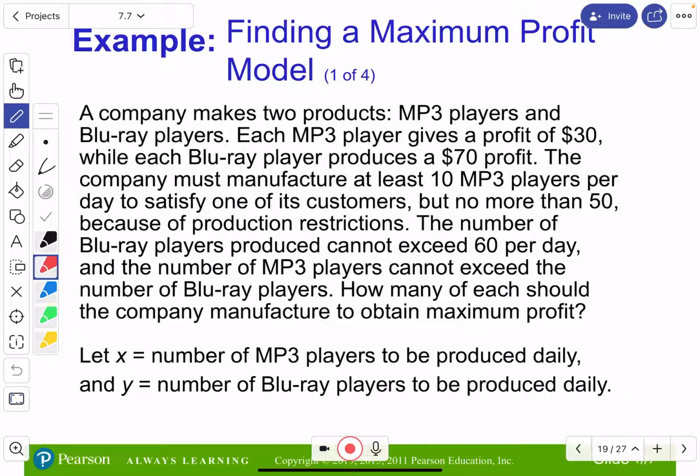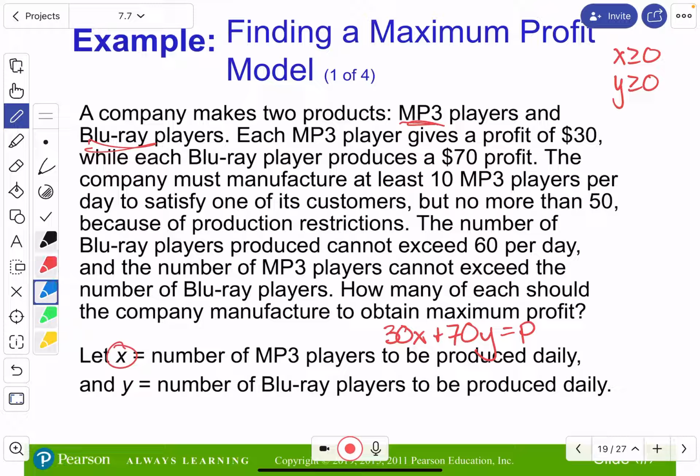Company makes 2 products, MP3 players and Blu-ray players. So if they're making things, can you make negative? No. So if X is MP3 players, X has to be greater than or equal to 0, and so does Y, because you can't make negative things. We know that already. Each MP3 player gives us a profit of 30, while the Blu-ray produces a profit of 70. So $30 per MP3 player plus $70 per Blu-ray player is going to give us our total profit.